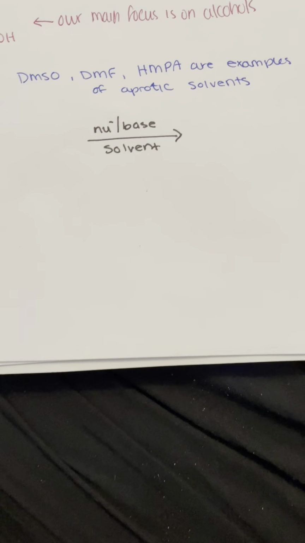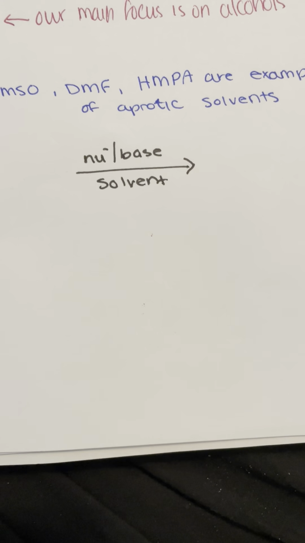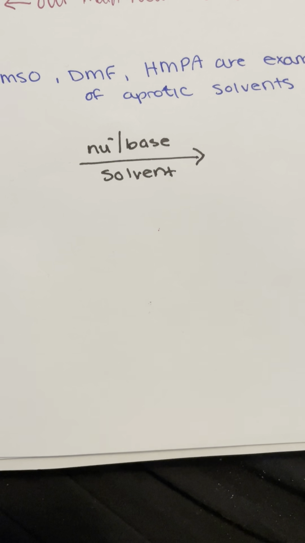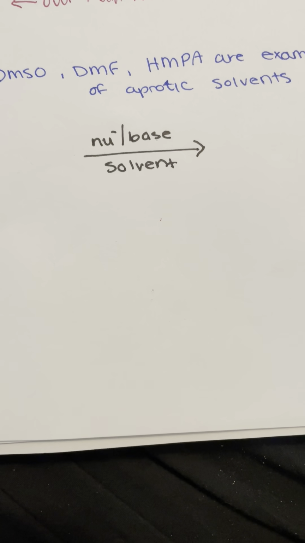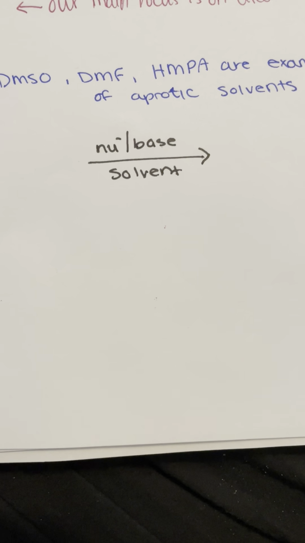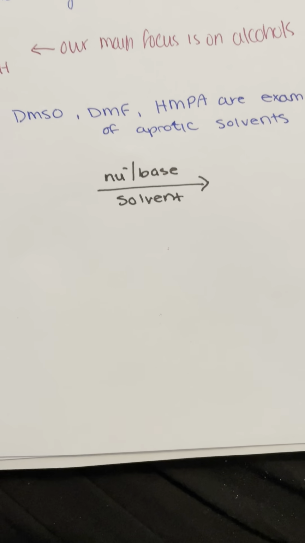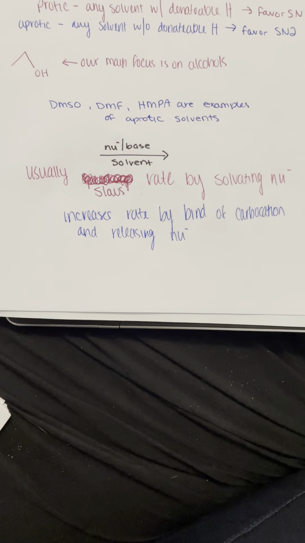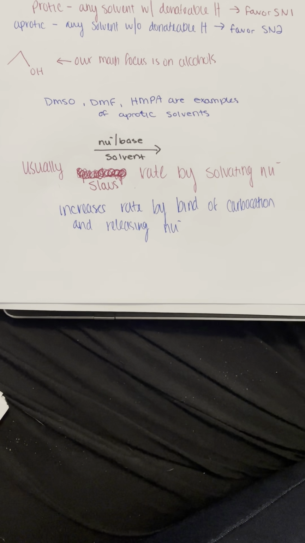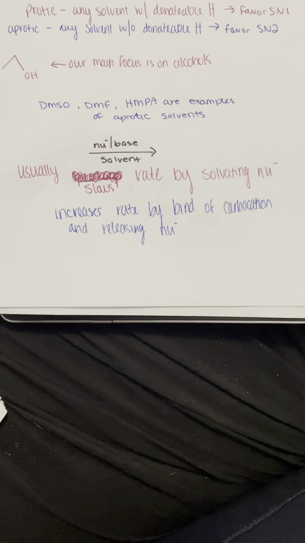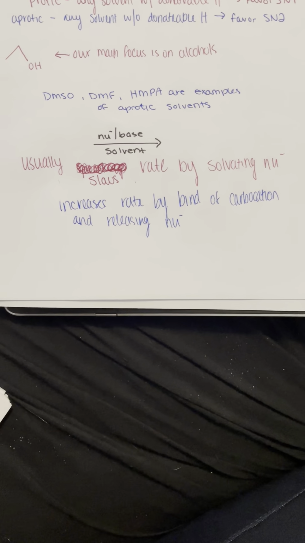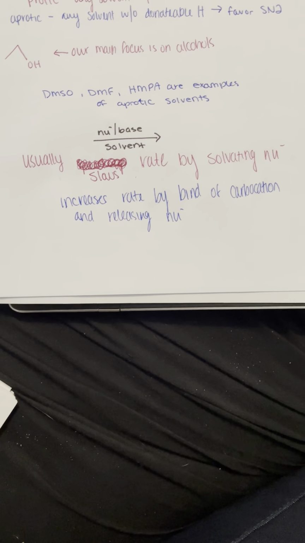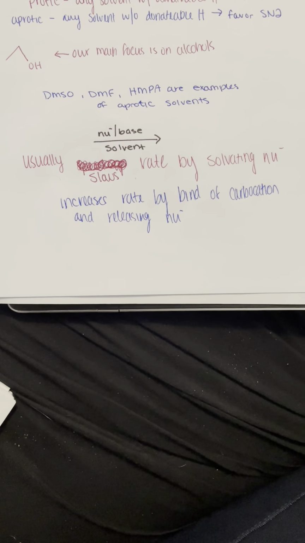And keep in mind that when reading a mechanism, the NU, or the nucleophile, or the base, is on top, and the solvent, which is the protic or aprotic solvent that we're talking about now, goes below the arrow. Now, here's a little tip. Protic solvents usually slow the rate by solvating the nucleophile, and aprotic solvents increase the rate of an Sn2 by binding of carbocation and releasing the nucleophile in the mechanism.